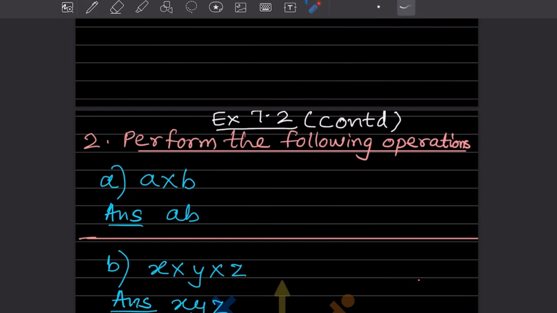So let's start. In the previous video, you must have seen that we have already started with question number 1 of the exercise 7.2. Okay, so now we will go for the second question of the same exercise. So this is the continuation of 7.2 exercise.